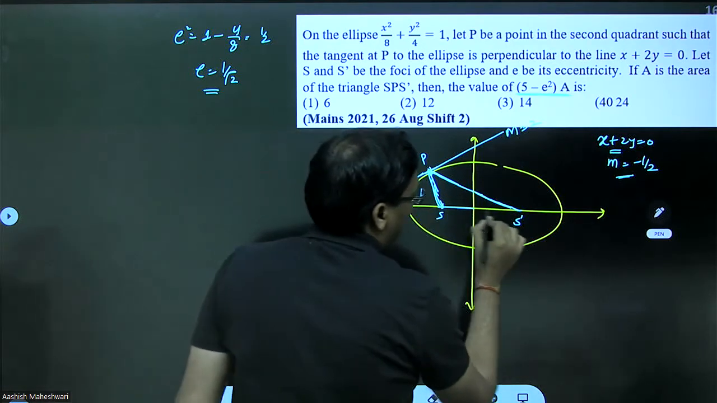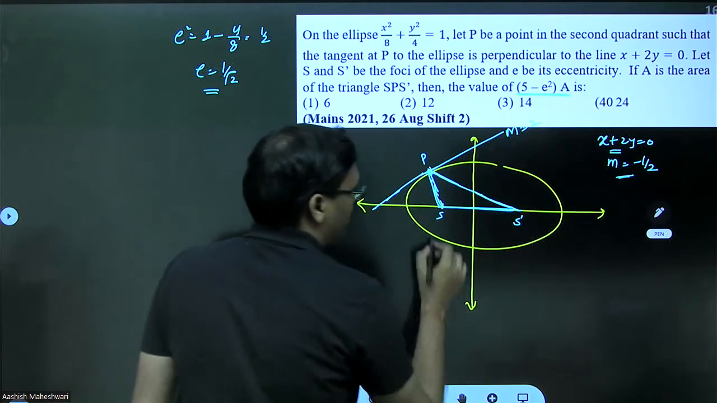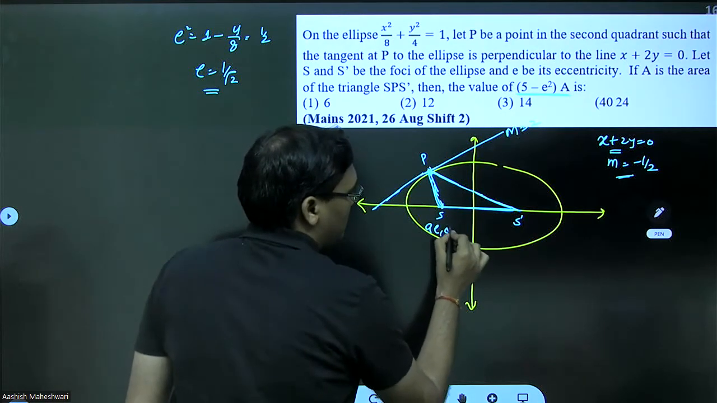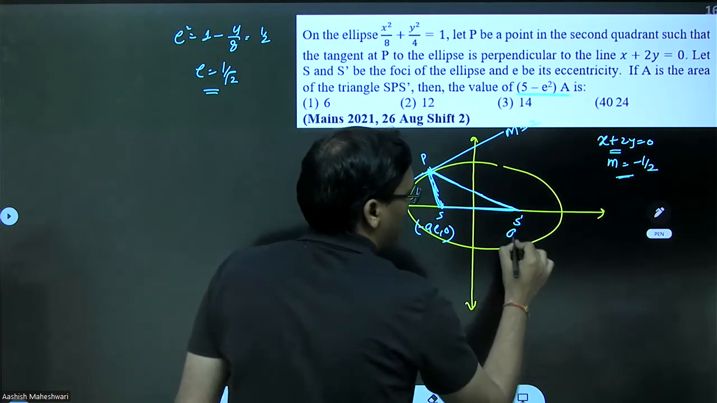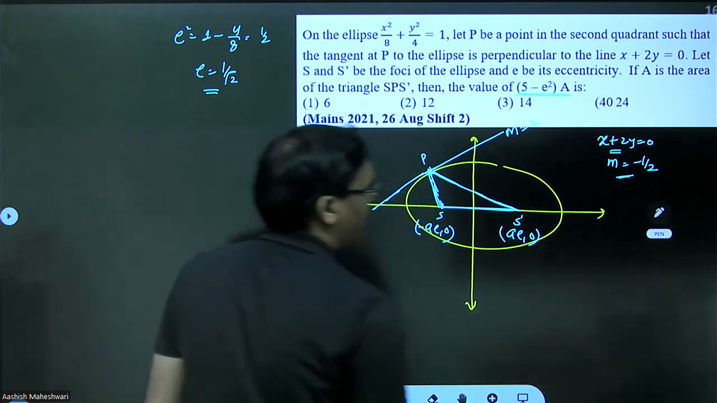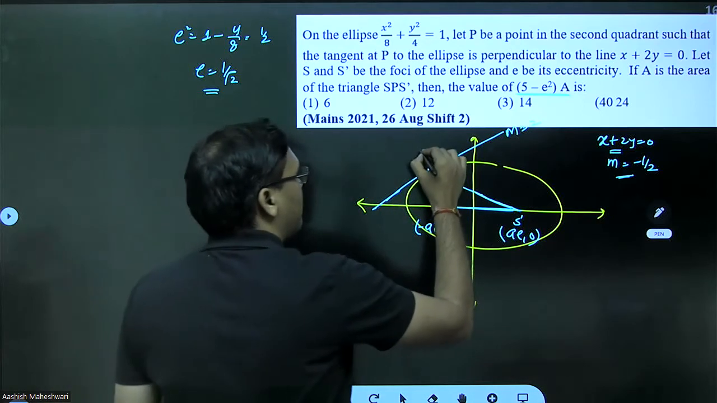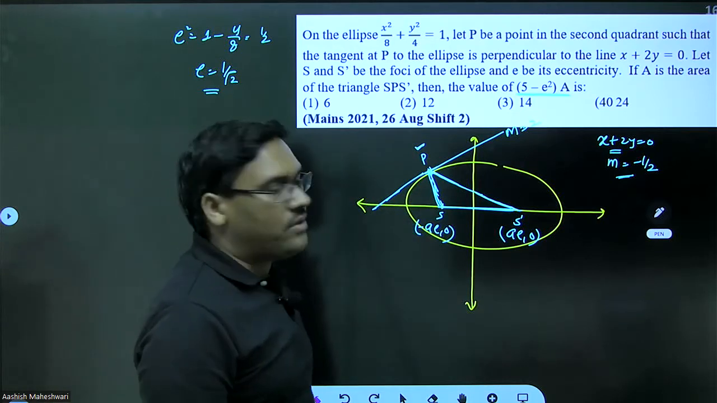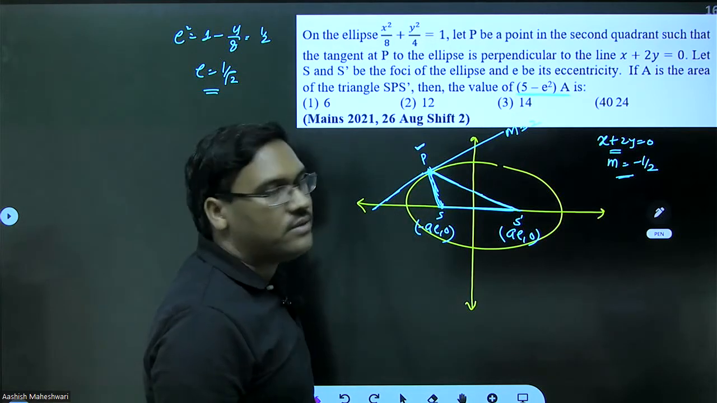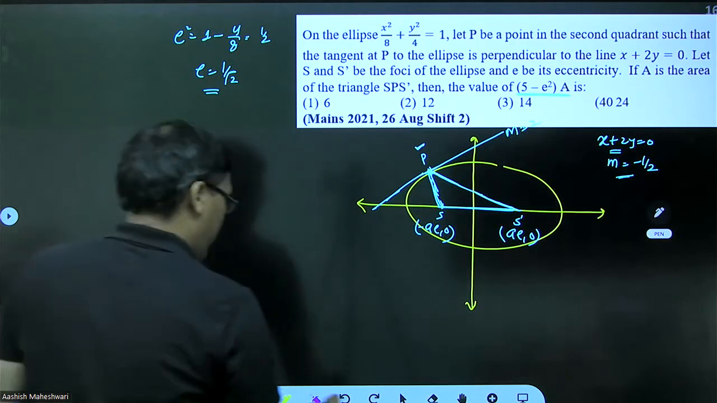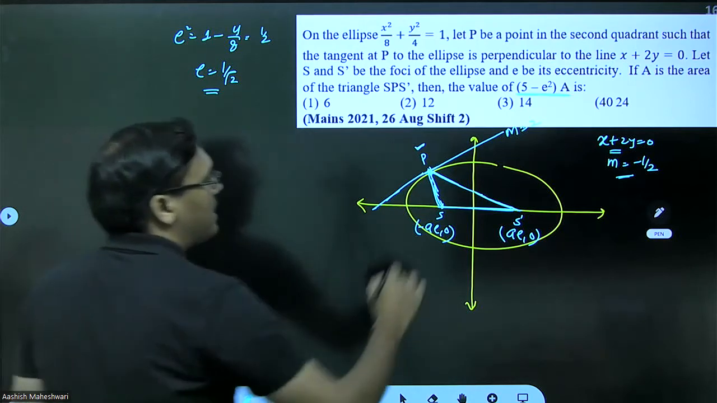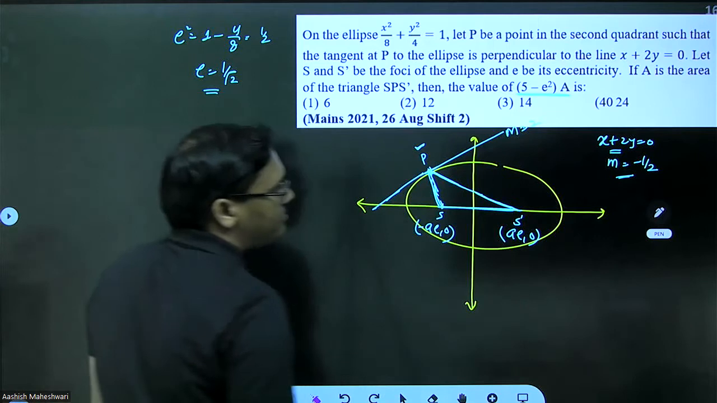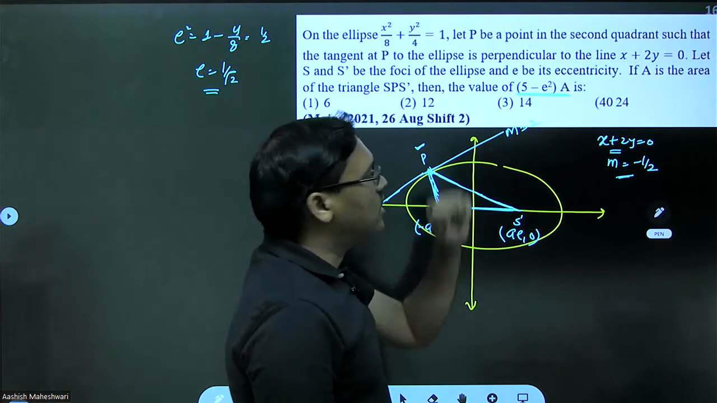For that, we can easily find the distance here. What is this? This is AE comma 0 minus AE comma 0 and AE comma 0. If I can get the coordinate of point P, I can definitely find the area of this triangle. Now, how will you get the coordinate of this point? What is the equation of tangent to this ellipse whose slope is equal to 2?